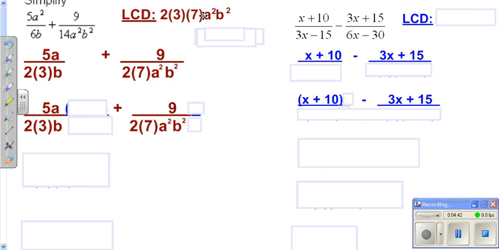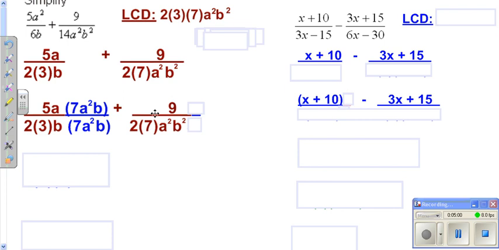We now need to decide what we have to multiply the top and the bottom by to get that. Well, you'll notice this has a 7 and an a squared and another b that we don't have. So we'll need to multiply that. And if I multiply the bottom by that to get that common denominator, I have to also multiply the top by that.